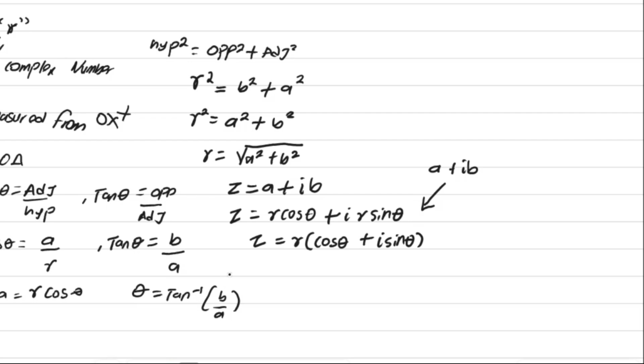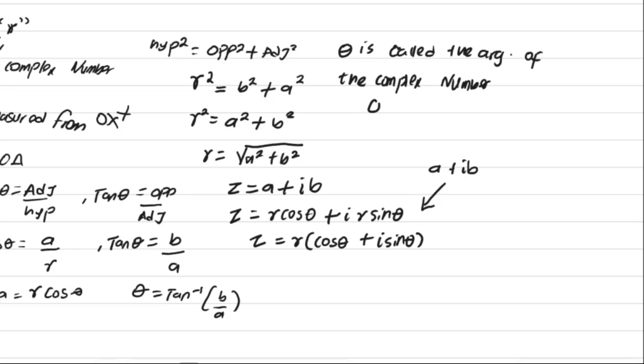Now this theta that we are talking about, the same theta that is arctan b over a, has a special name: theta is called the argument of the complex number. Let me write that out. Theta is called the argument of the complex number. That is, we can say that theta is equal to the argument of z.